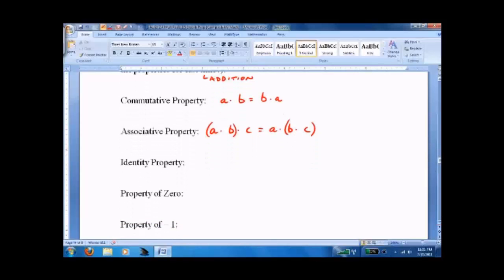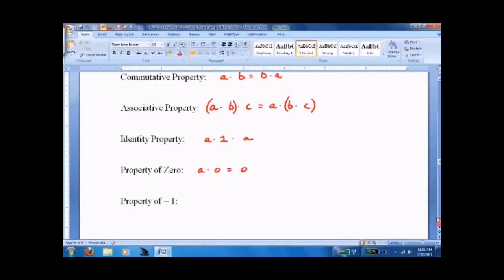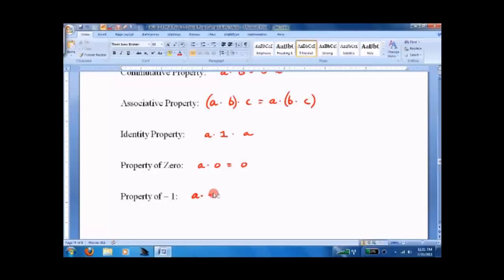We have identity property, which was 0 for addition. Well, now it's 1. A times 1 equals A. Property of 0, which is anything times 0 is 0. And the property of negative 1. Anything times negative 1. I put parentheses so you can tell the negative and the times are a little different. Is just the opposite, negative A. That's it.